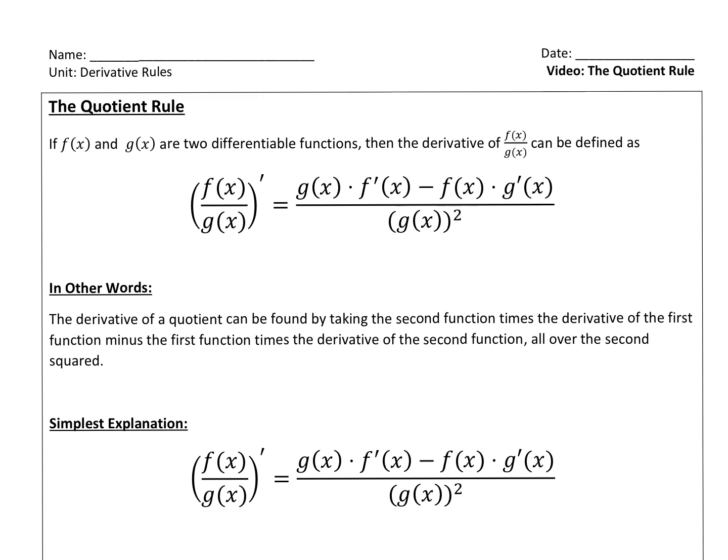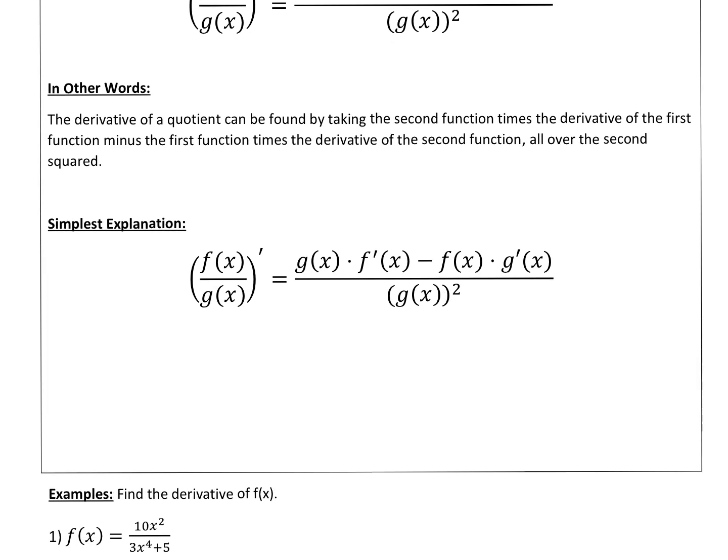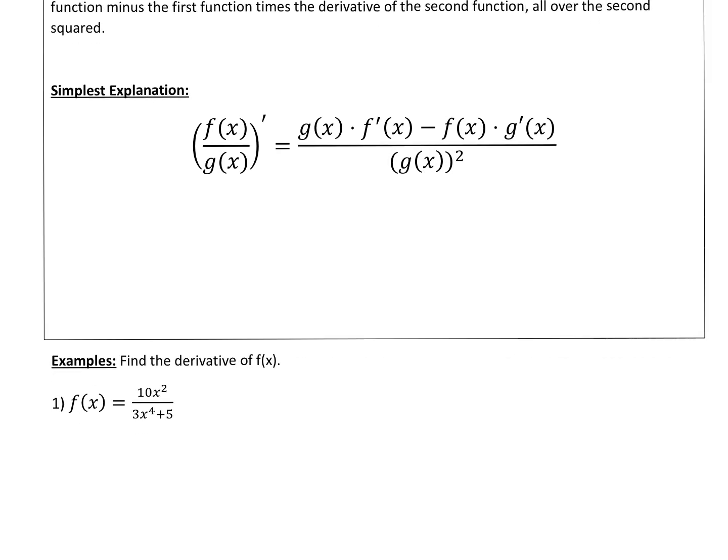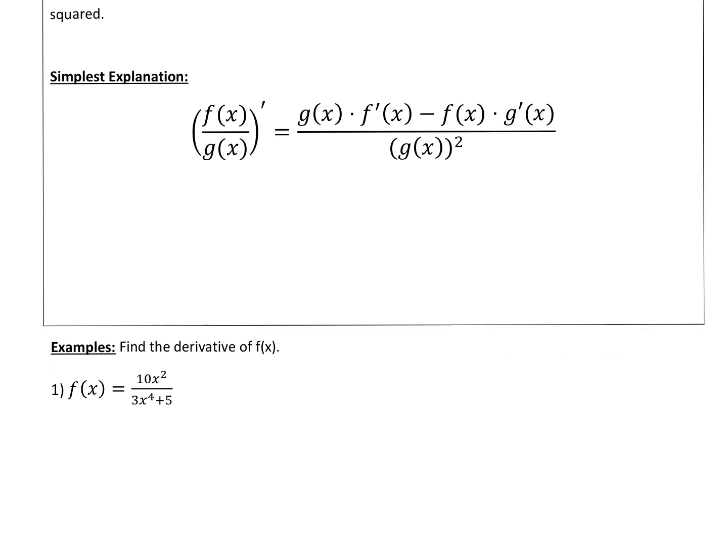So in other words, the derivative of a quotient can be found by taking the second function, or the bottom function, times the derivative of the first, or the top, minus the top times the derivative of the bottom, all over the bottom function squared. So I know that's a mouthful. So in simplest form, we're going to use what we learned with the product rule. So we're going to call this top function my high and this bottom function my low.